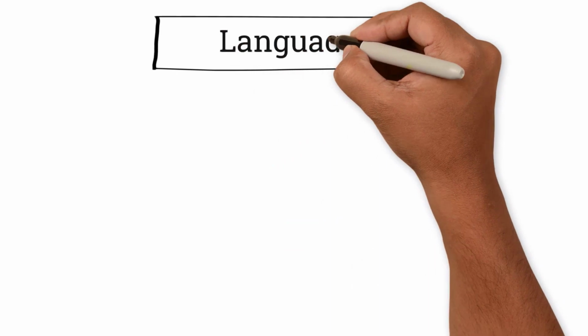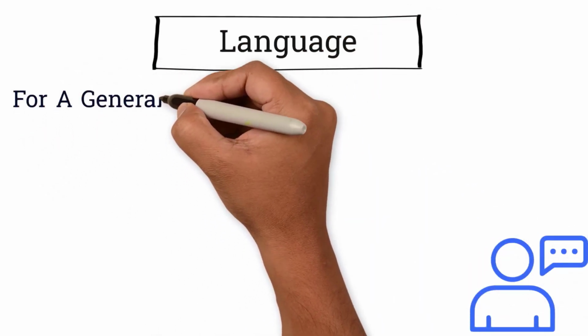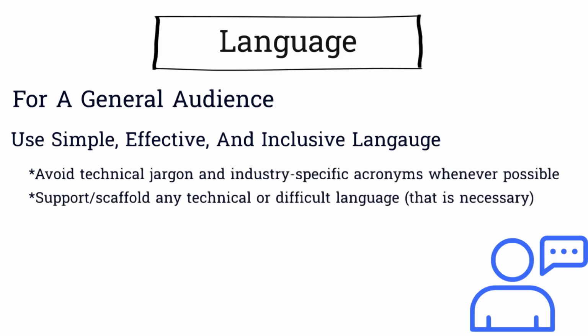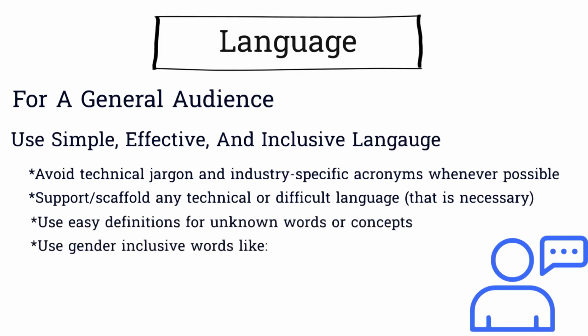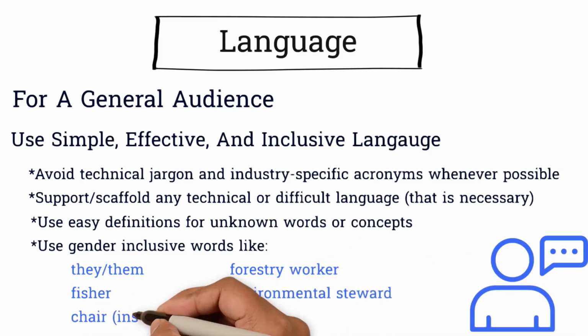So related to audience will bring us into our next accessibility piece, which is language. For language choices, we're going to consider a general audience. For a general audience, we want to use simple, effective, and inclusive language. We want to avoid technical jargon or industry-specific acronyms whenever we can, but support and scaffold any technical terms that we need to use. Use easy definitions for unknown words, and use gender-inclusive words like they, them, forestry worker, fisher, environmental steward, or chair instead of chairman.